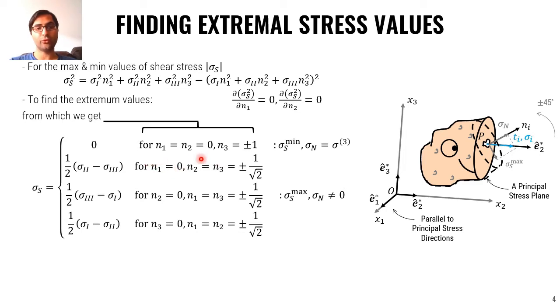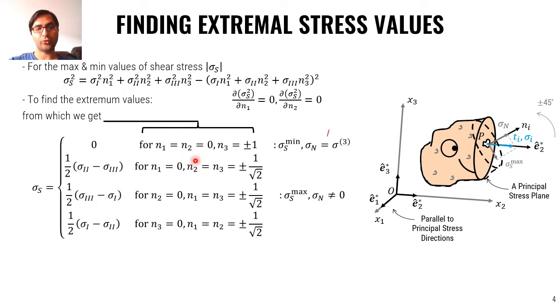First, n1 and n2 should be 0. Then we have the case that n1 is 0, and n2 and n3 are equal. Then a case that n2 is 0, and then a case that n3 is 0. Let's find the solution for sigma s, this shear component, for each of these cases that are the extremums of our equation for sigma s.